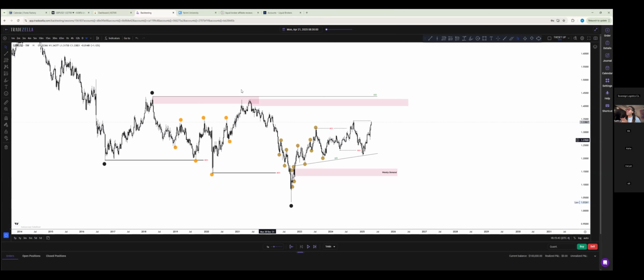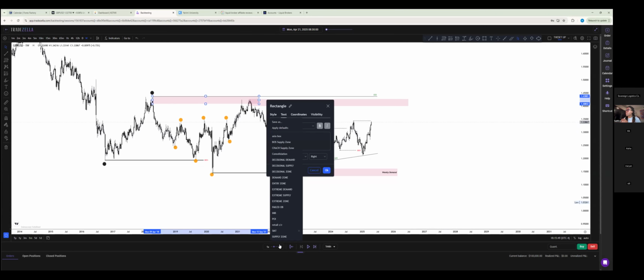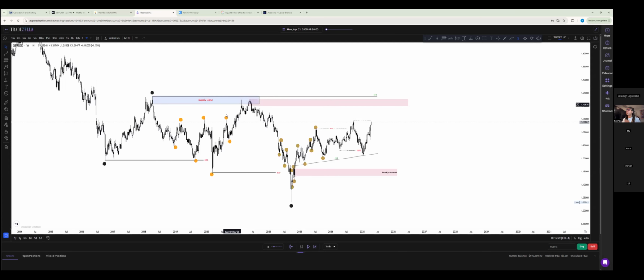So from this perspective that we're looking at, we see that price mitigated this zone here. Let's see if I have this marked. Perfect, I do have these saved. I don't have the one that says mitigated, but let's just put supply zone. This one has been mitigated. Boom. From this zone, price shot down to break this structure.